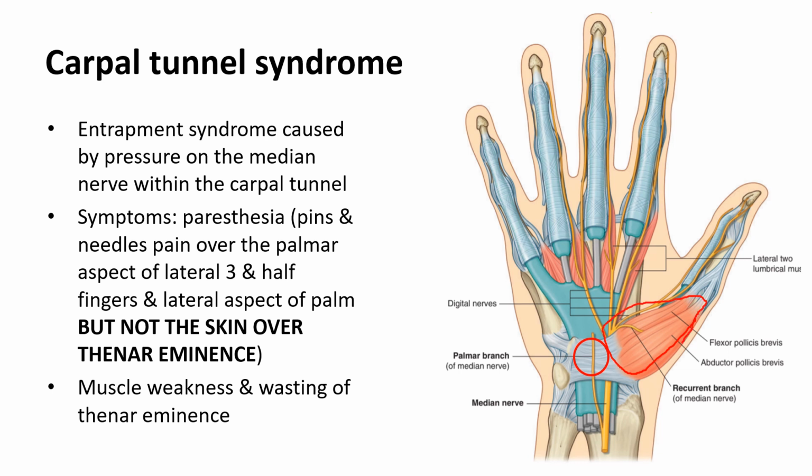Why is that? Because the palmar cutaneous branch of the median nerve crosses outside the carpal tunnel, so it is not involved in carpal tunnel syndrome. As the condition progresses, patient will suffer from muscle weakness, especially weakness of thumb position and holding objects between thumb and fingers. Eventually, patient will have a wasting of thenar eminence.